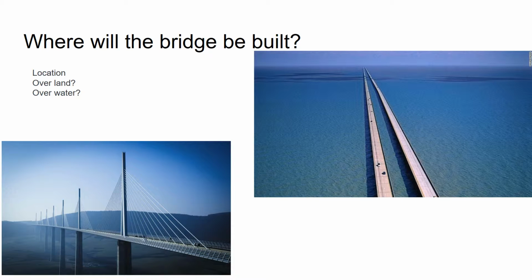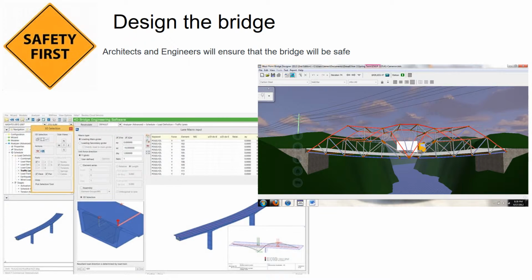If it's over land, there's a lot more flexibility on equipment you can use. There's a lot more stability, and generally speaking, bridges over land are a lot easier to construct than bridges over water. Your architect and engineer will ensure that the bridge is safe and designed properly, and all the members are in the right spots, because we definitely want to make sure it's secure enough to drive on and walk on.